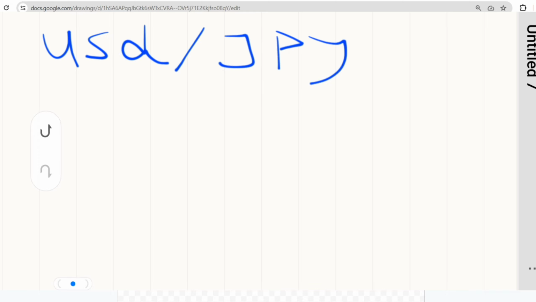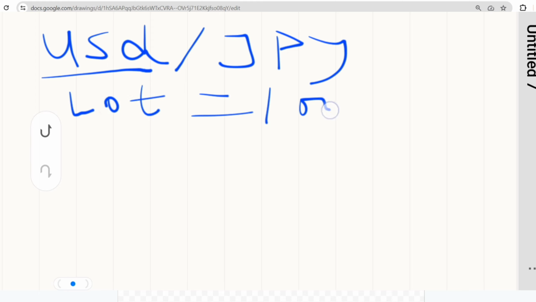USD/JPY. Now using USD JPY, let's use a standard lot size, which is also 1 lot, which is the same thing as 100,000 units of the base currency. Don't forget all the time, 100,000 units of the base currency, which is also the same thing as one lot size. I hope you understand that.